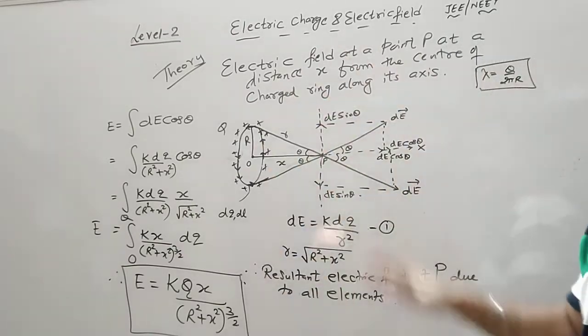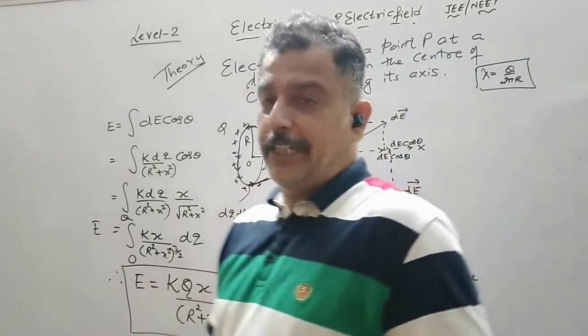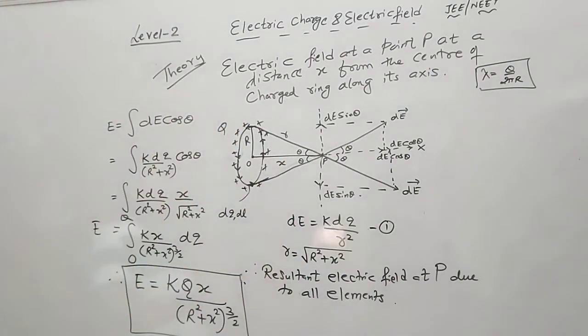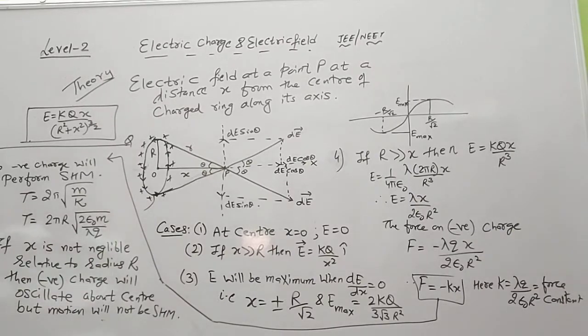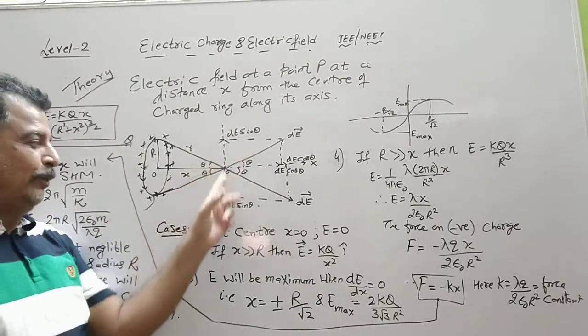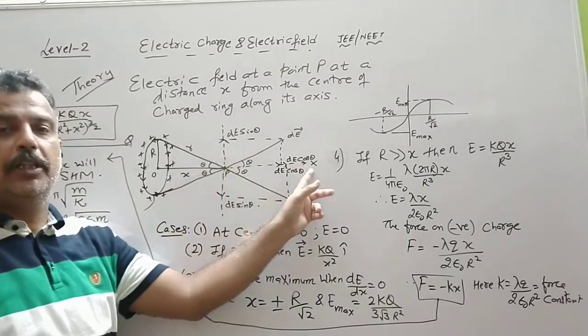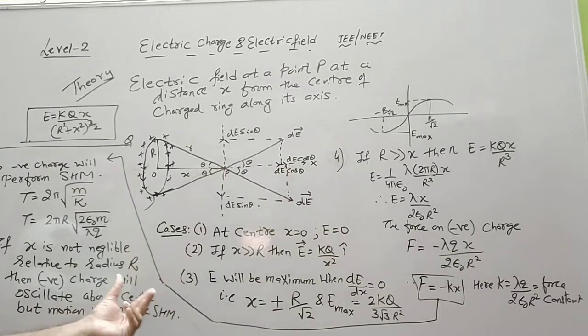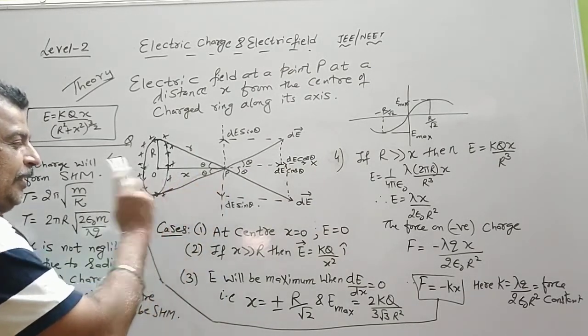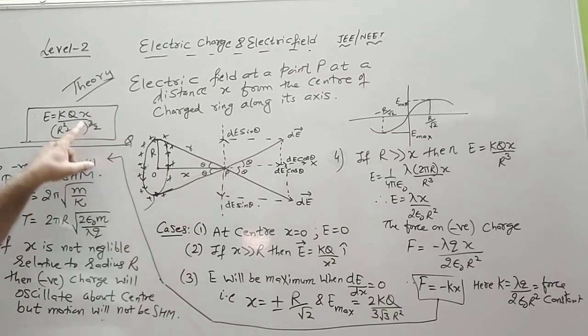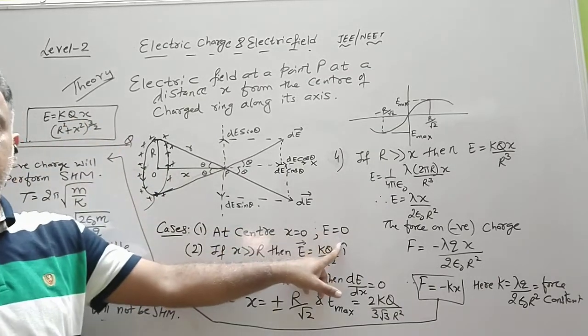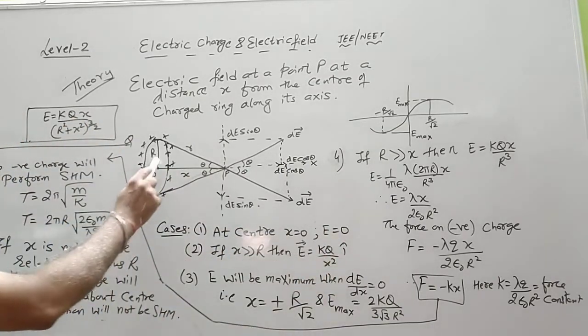Now there are many cases related to this theory. So let us see the cases of this theory. Now see the cases. This was our final answer. So E is equal to kQx upon R square plus x square to the power 3 by 2. And the resultant direction, because the sine component is cancelled, is along the x-axis. Now case 1. If the point P is taken as the center, x becomes 0. And if x is 0, the electric field intensity is 0. So in the first case, E is 0 at the center of the ring.